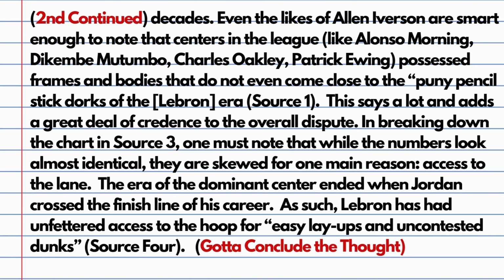So let's see how we can incorporate the other sources to do this, because we want to do at least 3 sources in here. Even the likes of Allen Iverson are smart enough to note that centers in the league like Alonzo Mourning, Dikembe Mutombo, Charles Oakley, Patrick Ewing, possess frames and bodies that do not even come close to the puny pencil stick dorks of the LeBron era, source 1. So you remember that source 1 was Allen Iverson, right? So that comes from that source.